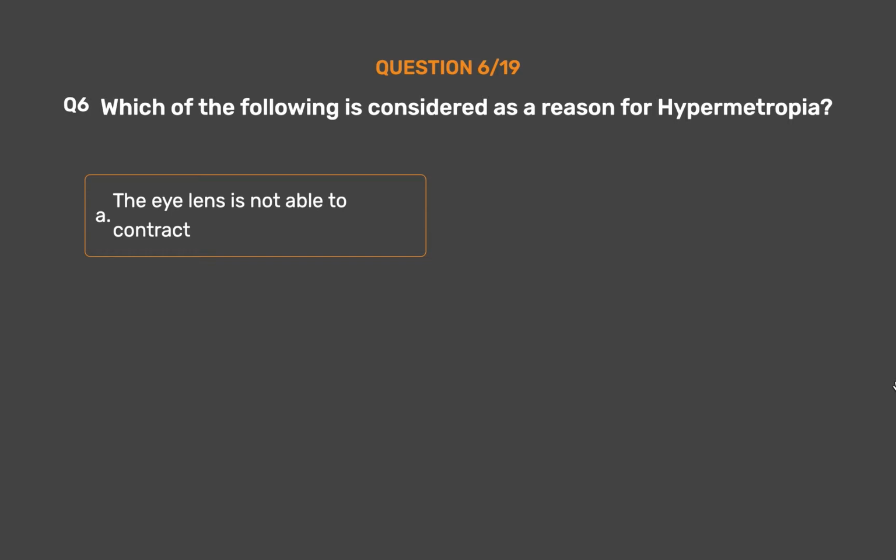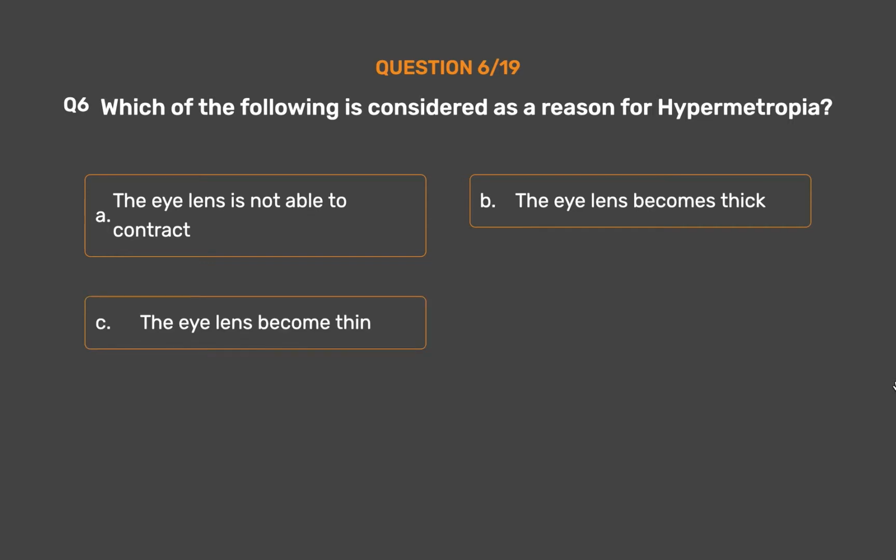Option A. The eye lens is not able to contract. Option B. The eye lens becomes thick. Option C. The eye lens becomes thin. Option D. Both A and B.